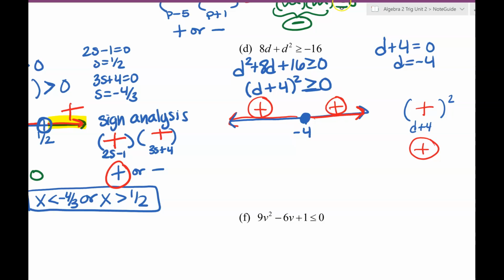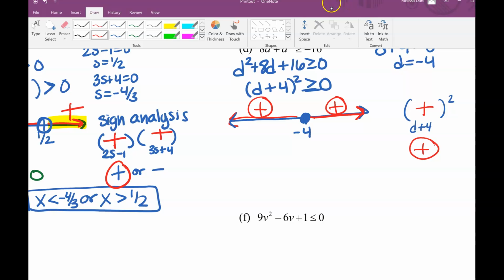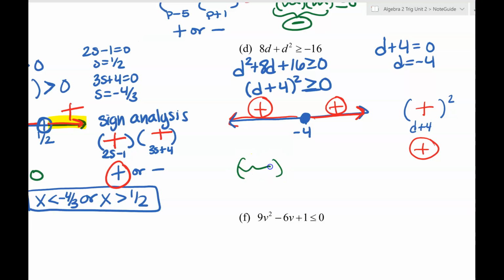So what am I looking for in my problem? When we look back at the problem, we wanted something over here squared greater than or equal to 0. So we already got the equal to by including the -4. Greater than 0 would mean that we want this to be positive.